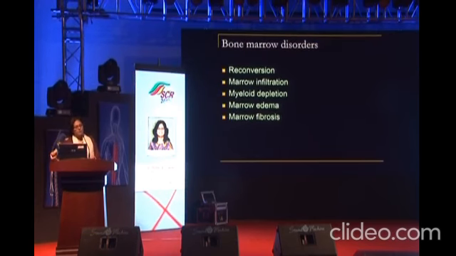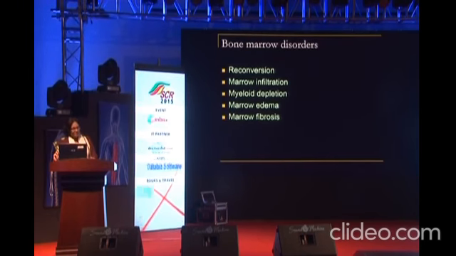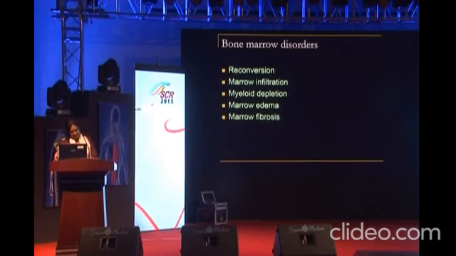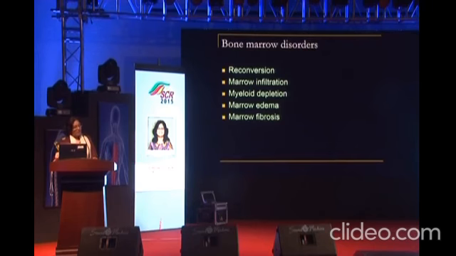So if we look at the bone marrow disorders, you can divide them into one where there is reconversion. That means red marrow has got converted to yellow marrow with age, but then there is some increased need for hematopoiesis. Patient may have anemia. So the yellow marrow gets converted back into red marrow. Or the marrow could be infiltrated by tumor cells or by abnormal metabolic cells. The marrow may be depleted and you will see lots replaced by fat. The marrow may be edematous, which could be due to trauma, tumor, infection, ischemia, or the marrow could be fibrosed. The hematopoietic tissue gets replaced by fibrous tissue.